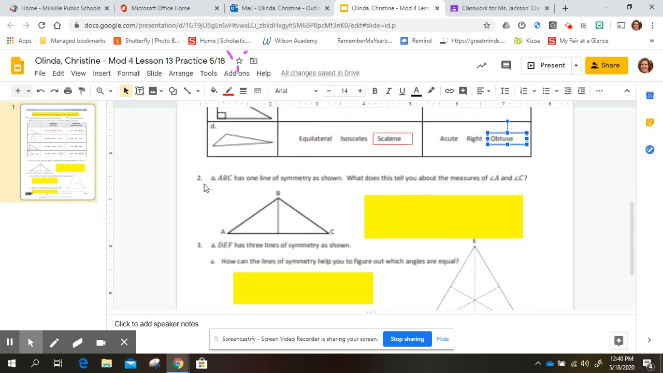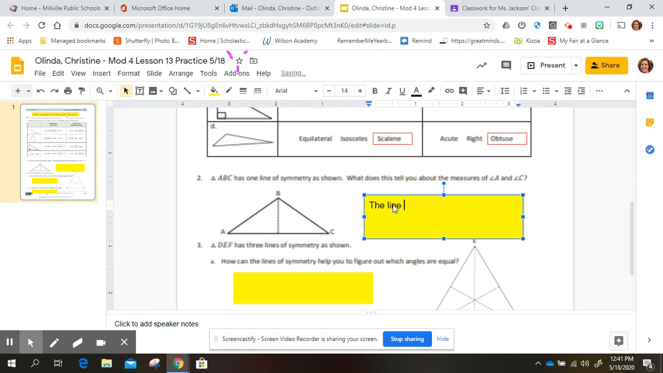Okay, number 2, triangle ABC has one line of symmetry as shown. What does this tell you about the measure of angle A and angle C? So this is the line of symmetry when they cut it here in half. When you have a line of symmetry, the opposite angles, that would be A and C, are equal. That means they have the same measurement.